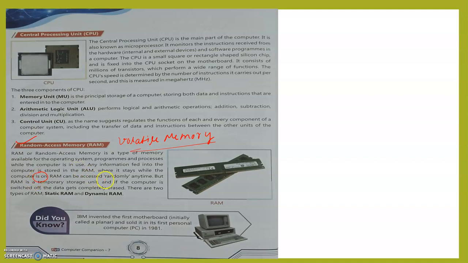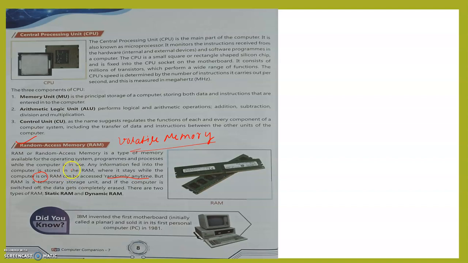RAM can be accessed randomly, anytime. You can access the data anytime from the RAM. But when the computer is switched off, the data gets completely erased. You cannot access that data.